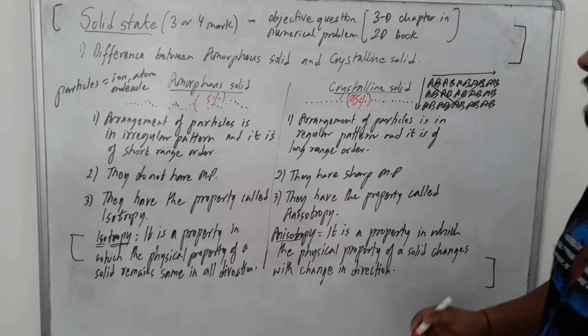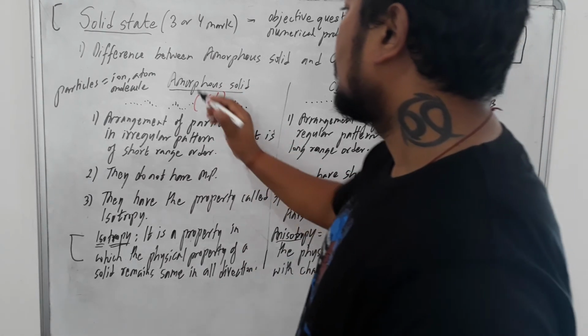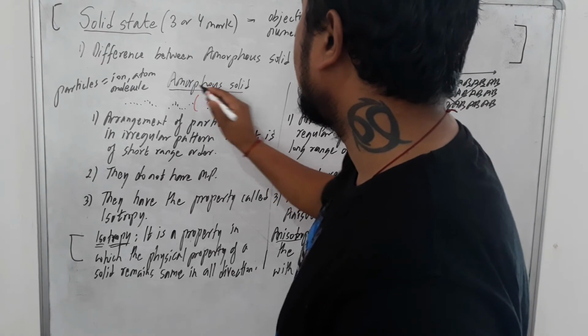Now do remember, students, amorphous solids are also known by other names. So amorphous solids are also called by the name pseudo-solids.